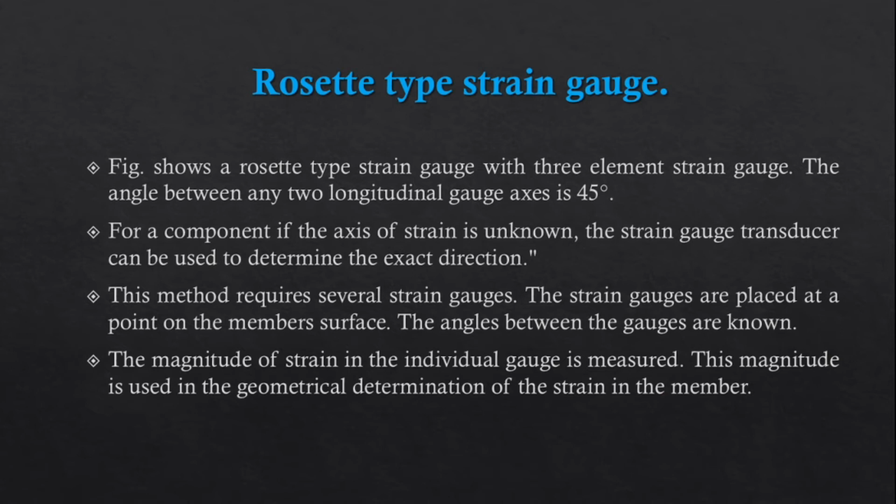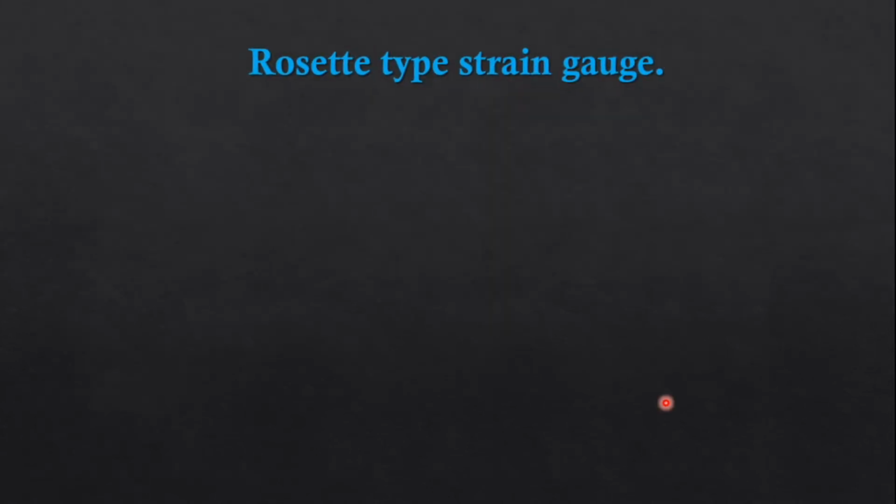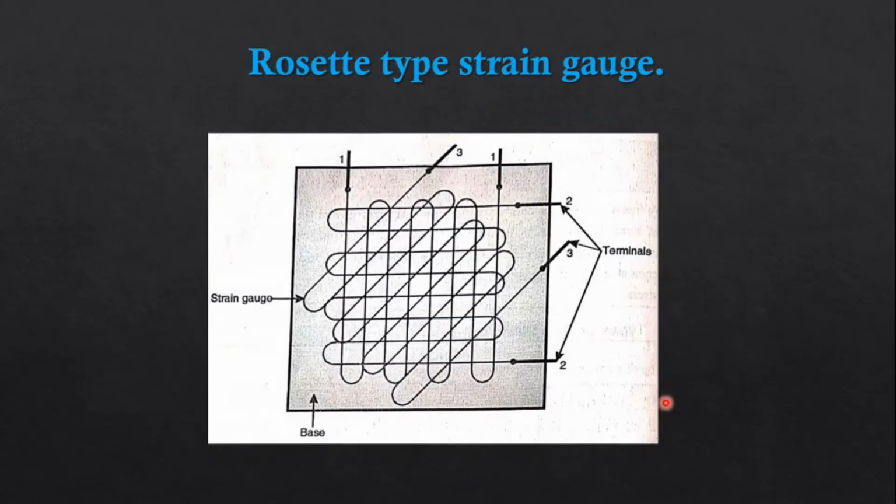Okay, now moving forward, this is the rosette type strain gauge, and we have three different terminals, and with respect to terminal 2, our terminal number 3 is at a 45 degree angle. Okay, so we have a different type of arrangement over here in the rosette type strain gauge.